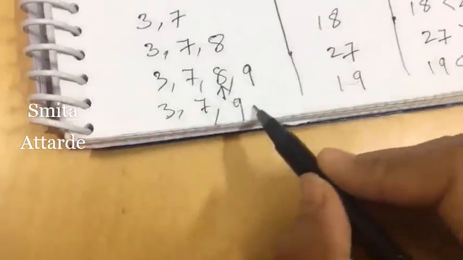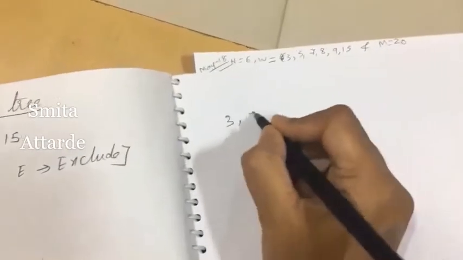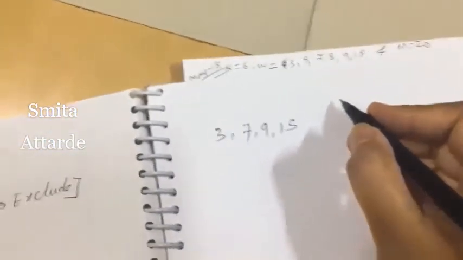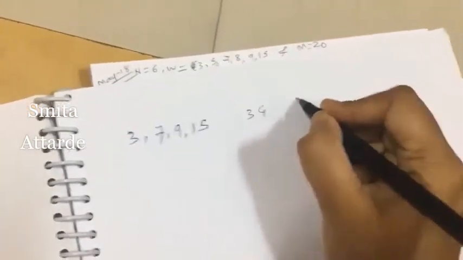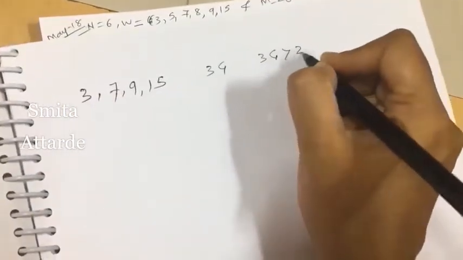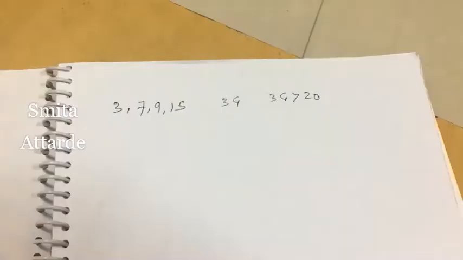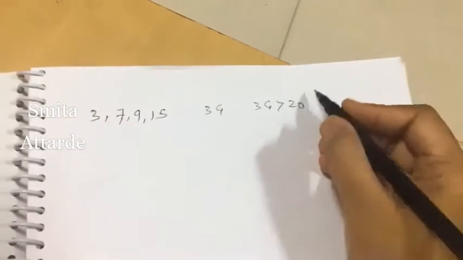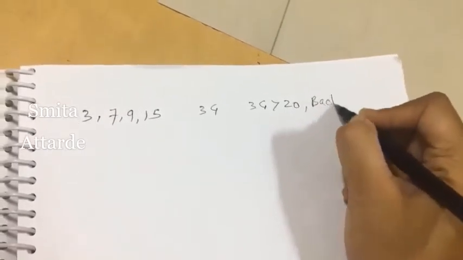So after 9, which element do you have? 15. So I'll add 3, 7, 9 and 15. So I have here 3, 7, 9, 15, which will give me 34. So 34 is greater than 20. So since 34 is greater than 20, again we will backtrack.